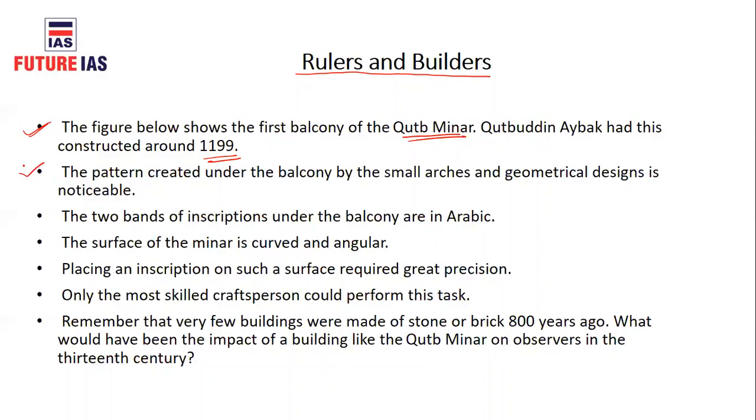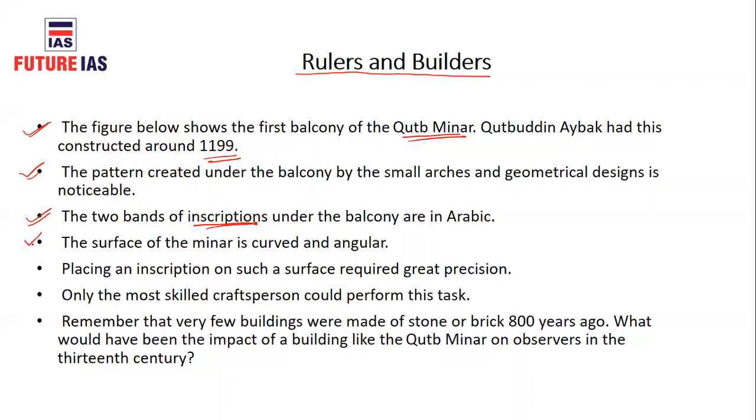Now if you see the Qutub Minar very closely, you would see that there are two bands of inscriptions. Inscriptions are written on hard surfaces, like solid surfaces or metal surfaces. These two bands of inscriptions were under the balcony. They are written in the Arabic language. The surface of the Qutub Minar is curved and it is angular also.